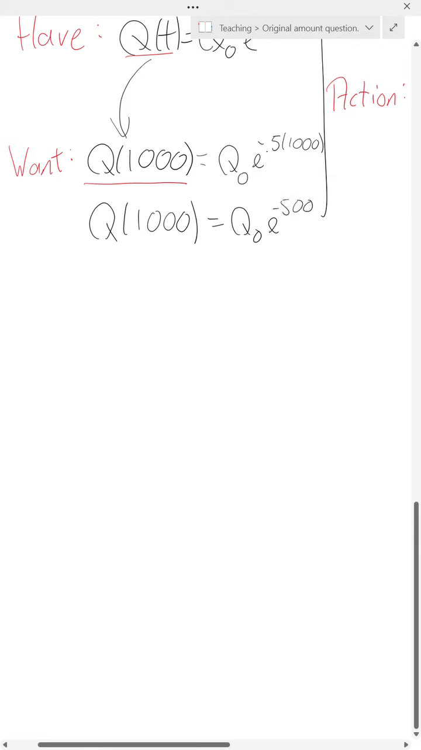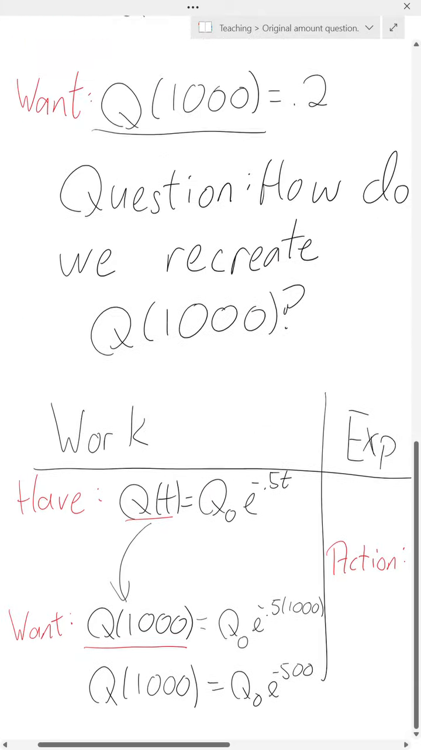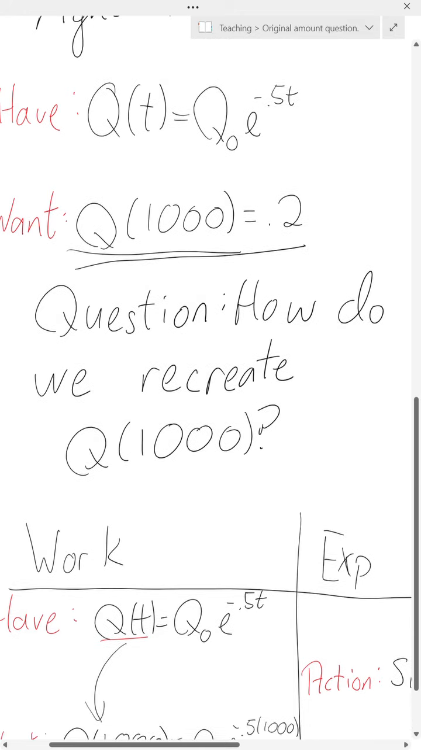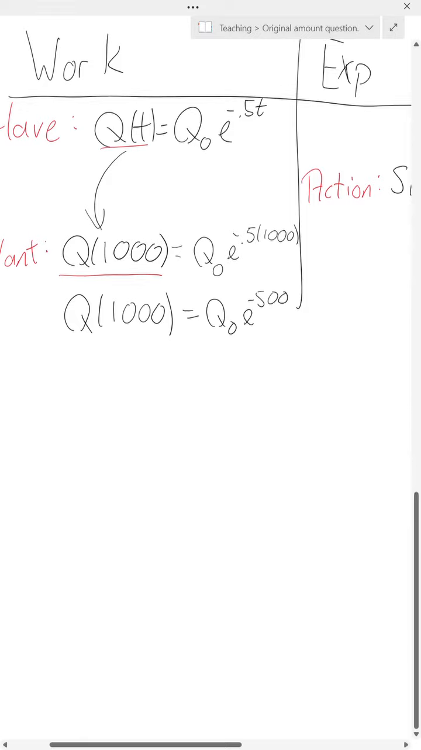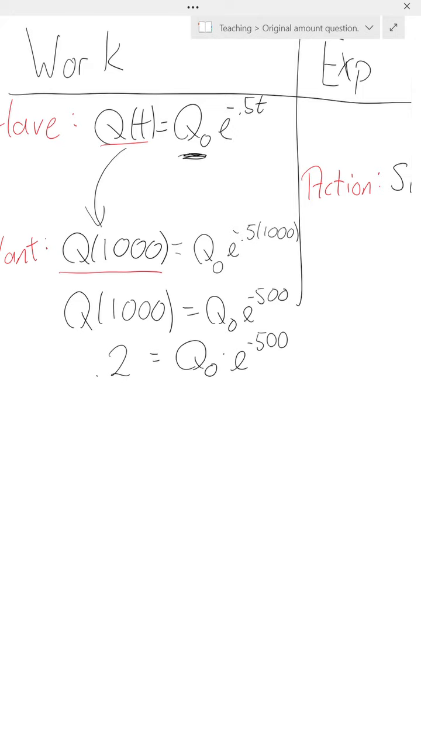Okay? And the whole reason why we wanted to recreate Q of 1,000 was to use this equation. What this equation does is it lets us replace Q of 1,000 with 0.2, and technically vice versa, but we don't need that in this question. So we can say 0.2 equals Q naught times e to the minus 500. Now our goal is to find the original amount, i.e. this Q naught. So we have to ask ourselves, what action should we take to isolate Q naught?